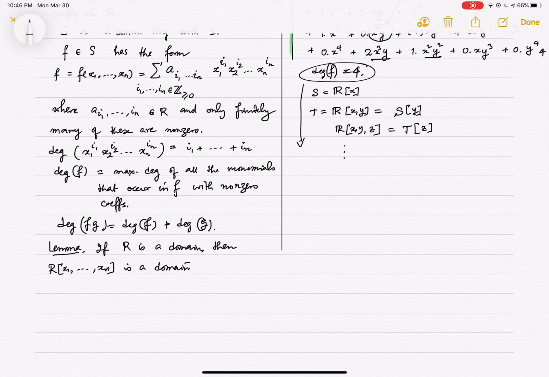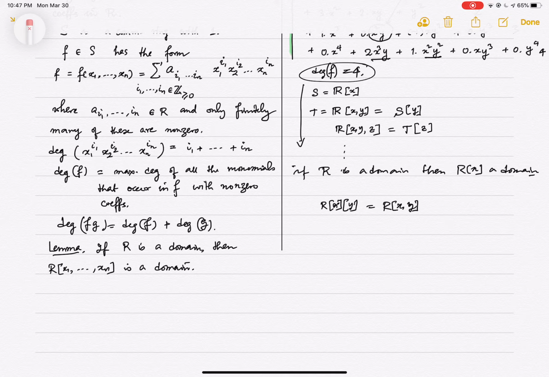And this one follows immediately just by going one step at a time, because we already know that if R is a domain, then R[x] is a domain. And now that I know that R[x] is a domain, I'll know that R[x][y] is a domain. But that is the same as R[x,y]. And so on. You can do an induction. Okay. So all that goes through as usual.